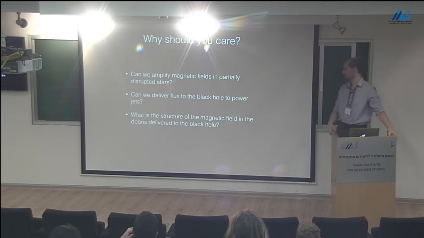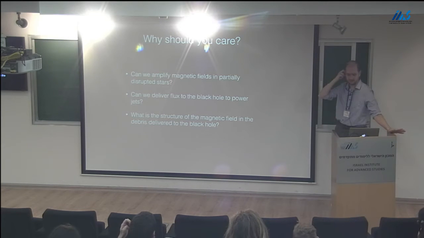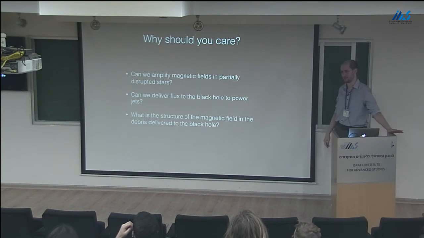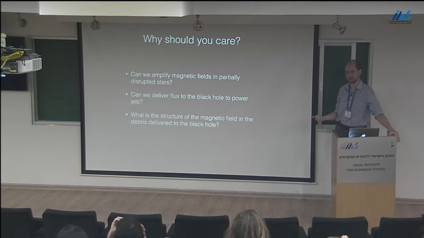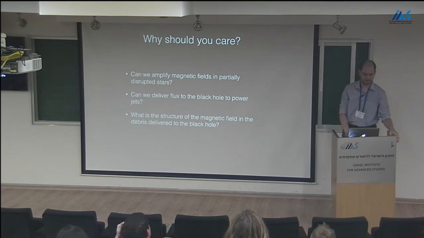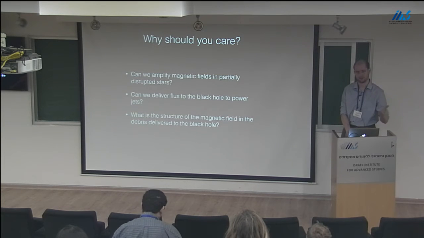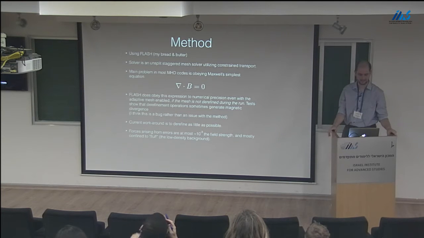Okay, so why should you care? I mentioned this in the intro. We could potentially amplify the magnetic fields in partially disrupted stars. We want to know if we can deliver enough flux to the black hole to power the jets. And even if that's not the case, we are interested in the structure of the magnetic fields that actually feed the black hole post-disruption. So the idea was to characterize what happens in a disruption for a few different internal magnetic field configurations, to see if we can get answers to those questions. It would be valuable information for people who are mapping their initial conditions into these circularization calculations.